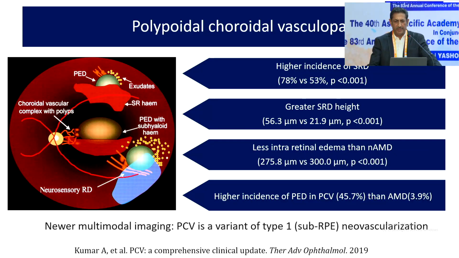So there are some pointers. There's a higher incidence of SRD, greater SRD height, less intraretinal edema. So all these things can lead you to the diagnosis of PCV. Basically, it is a type 1 variant. Earlier we used to think that the polypoidal lesions are deep-seated, but actually they are just at the level of the RPE and Bruch's, so the layer in between, this all happens.